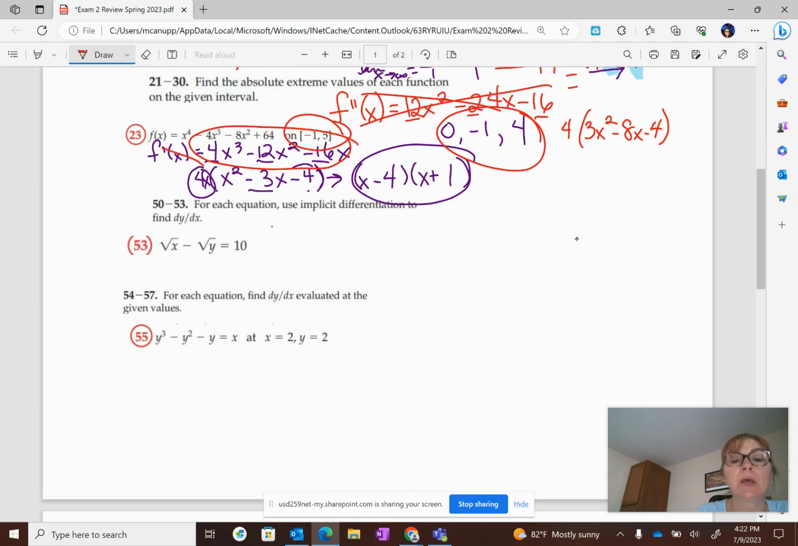Here we go. So here's our implicit differentiation. This is that dy dx portion. And so let's rewrite this. X to the 1/2 minus y to the 1/2 equals 10. So when we take the derivative of that, actually, I guess we write dy dx.